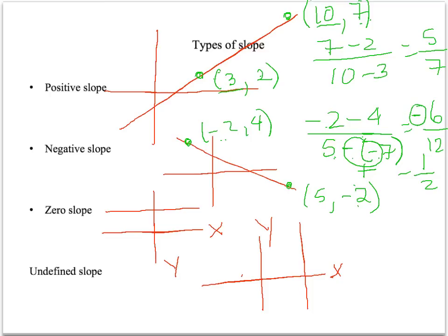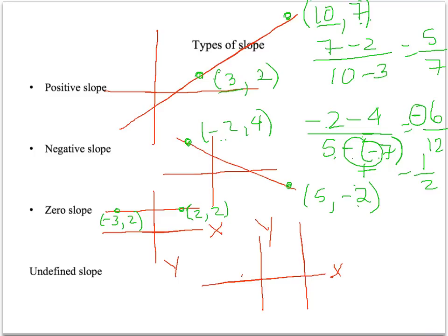Okay, zero slope. We'll take 2 points. We'll say it's this point and this point. Well, my x value here, we'll say is 2, and my y is also 2. Over here, I'll say my x value is negative 3, and my y value is still 2.